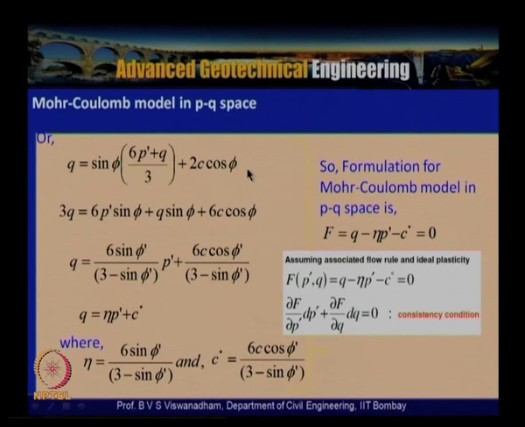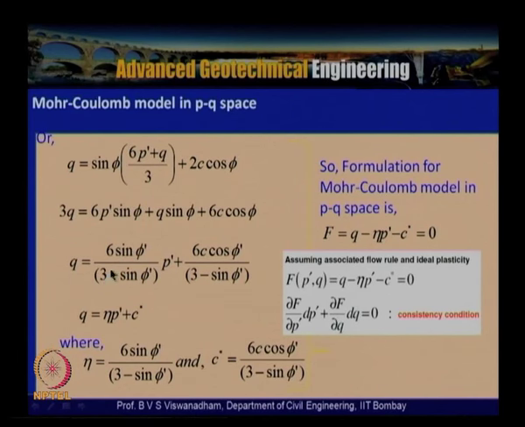So by simplifying this we get 3Q is equal to 6P' sin phi plus Q sin phi plus 6C cos phi. So what we get is that 3Q, when you do the cross multiplication, is equal to 6P' sin phi plus Q sin phi plus 6C cos phi. So the equation actually has phi' here, and here also phi', and here also phi'.